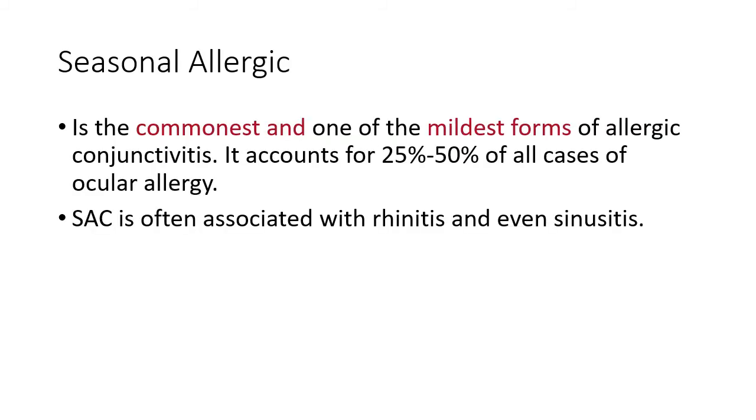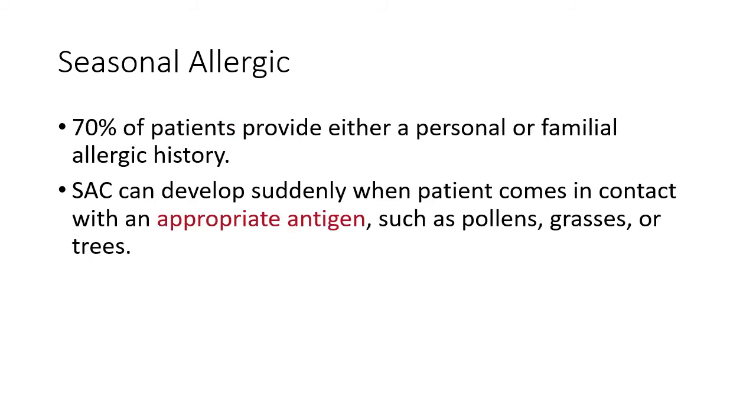Seasonal allergic conjunctivitis is the commonest and one of the mildest forms of allergic conjunctivitis. It accounts for 25 to 50% of all cases of ocular allergy. It is often associated with rhinitis and even sinusitis. 70% of patients provide either a personal or a familial allergic history. Seasonal allergic conjunctivitis can develop suddenly when the patient comes in contact with an appropriate antigen such as pollen or grass.